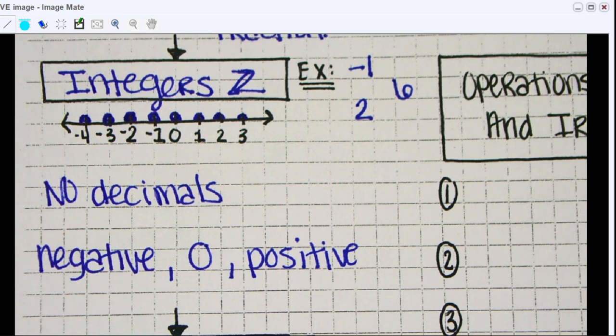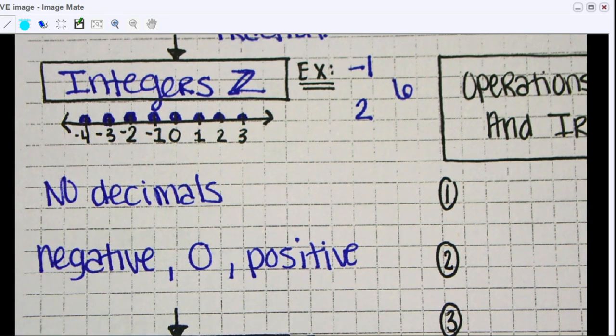So integers have no decimals. They can be positive, negative, or 0. So if you see this question, your answer is integers. Okay? So ACT likes to make easy concepts difficult by putting all of the information on a number line and showing it to you in a different way instead of listing it out.